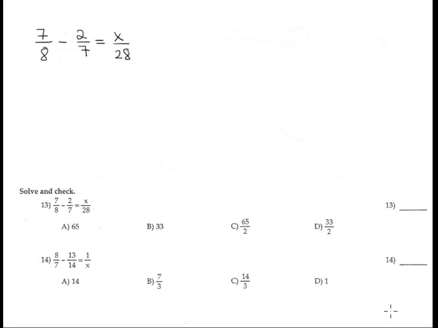Okay, 13. 13 is a typical equation where somehow you have fractions. So now, for example, the least common denominator is the first job. The LCD is, remember, you factorize 8, 7, and 28.